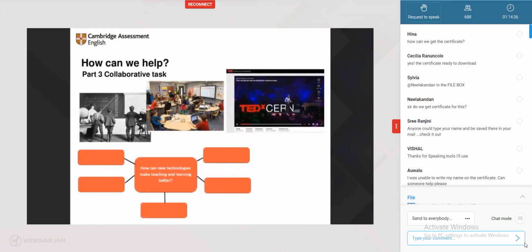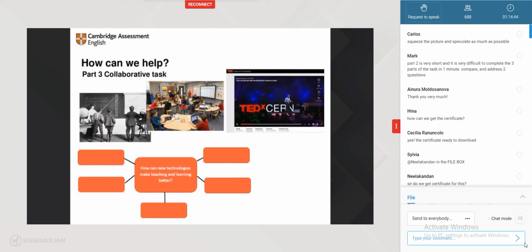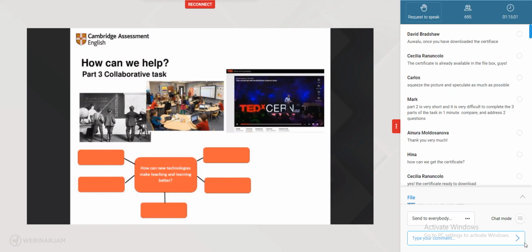Part 3, the collaborative task. We'll have a look at this in a second. Again, as I said before, I think the advantage of C1 is you really can use most authentic material available, and TED is a great resource. What do you think, Victoria? It is. It has a lot of topics, videos with different durations, so really you can do a lot with it. So what have you done here?